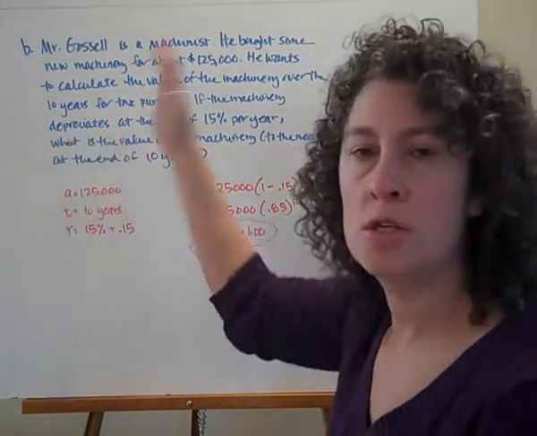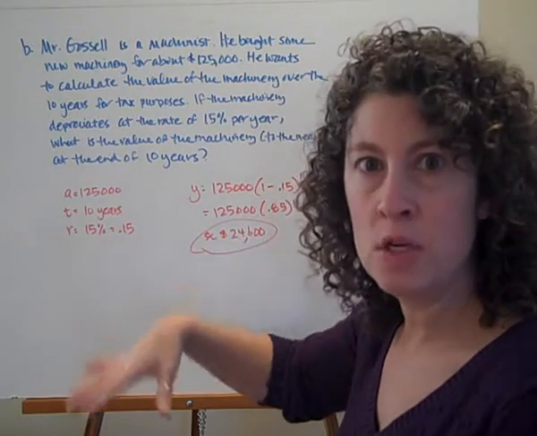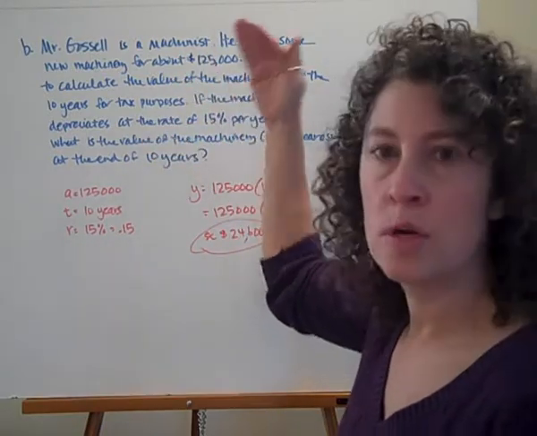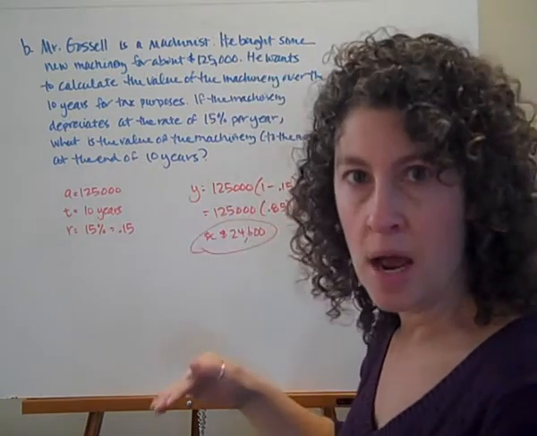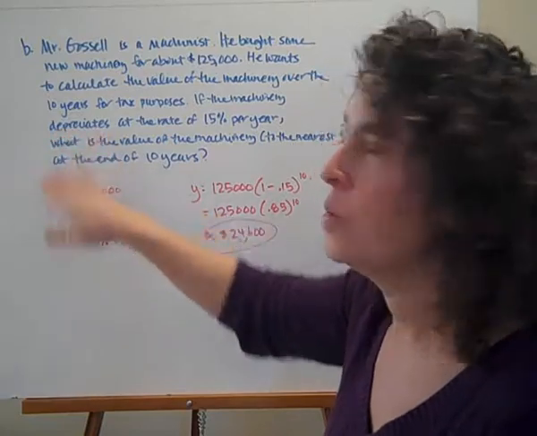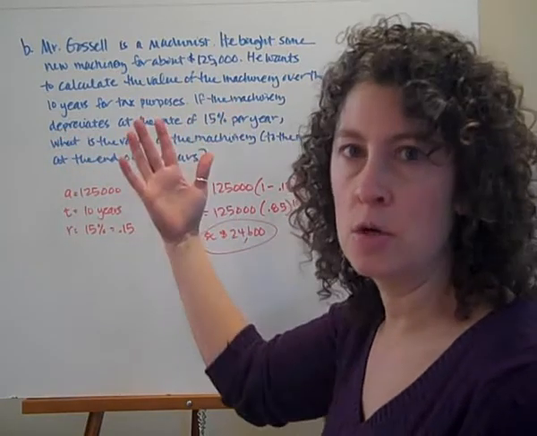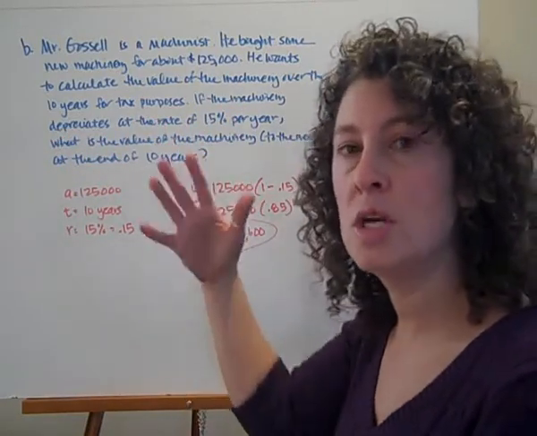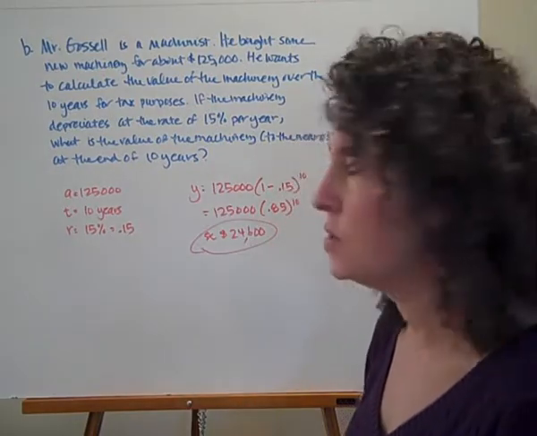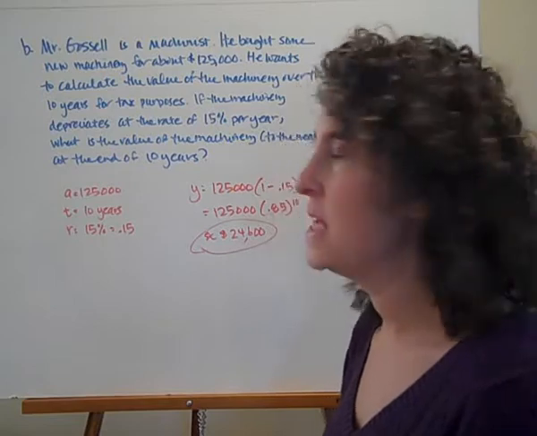So depreciates, you're going to start to see this word depreciates, it decreases. So the amount of money that this machinery is worth as time passes goes down, it decreases. So this is going to be our exponential decay. You might see the word appreciates, which means it increases. So if the value of something appreciates, it increases. If the value of something depreciates, it decreases. So this will be exponential decay.